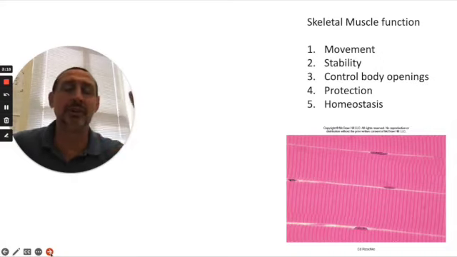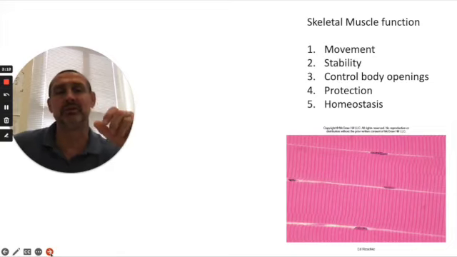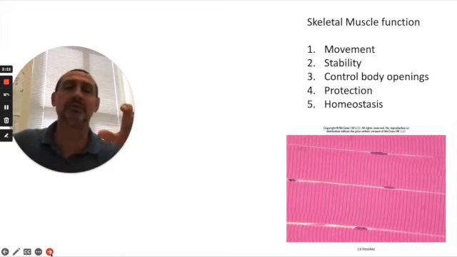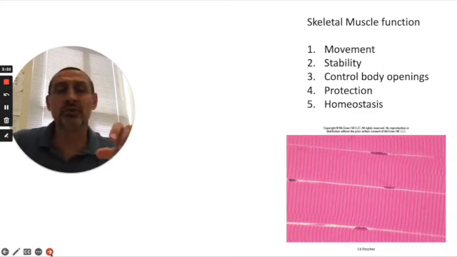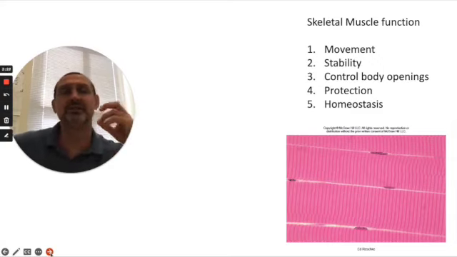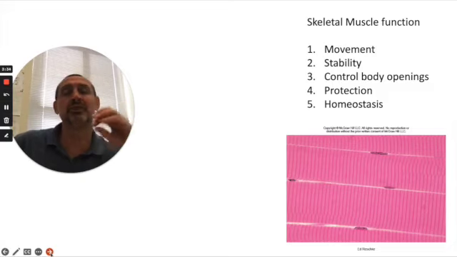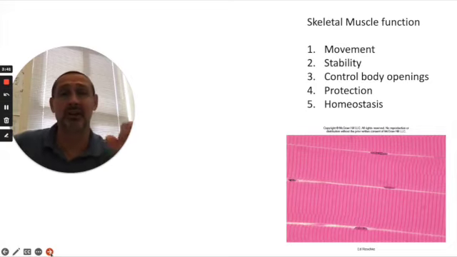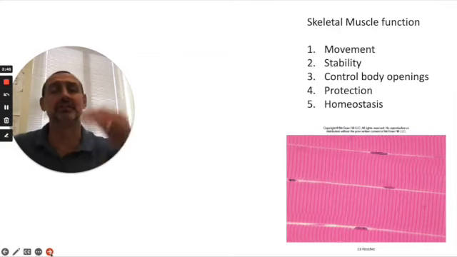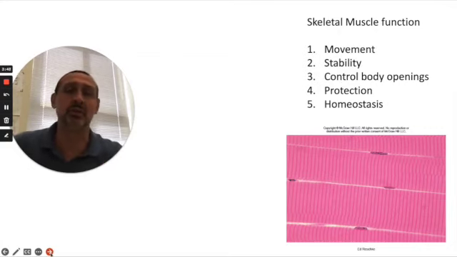That is movement, we already looked at that it pulls on bone, but also muscle helps to provide stability, for example, posture. Muscle controls body openings, so for example, around your mouth, let's say. Muscle helps to protect the softer, more delicate internal organs. And muscle acts for homeostasis, especially maintaining body temperature. So shivering of skeletal muscle helps to increase your body temperature so that it stays close to normal.